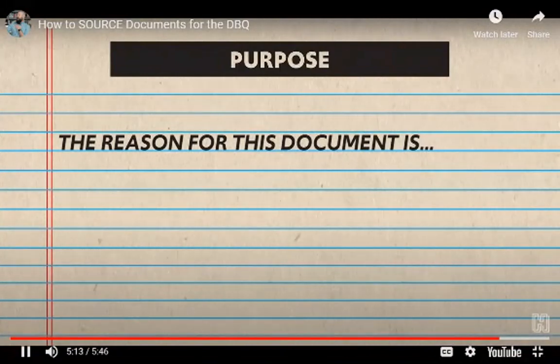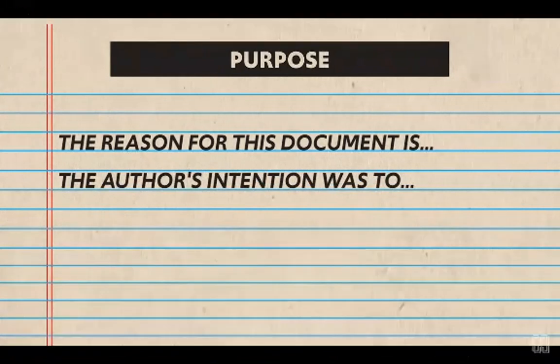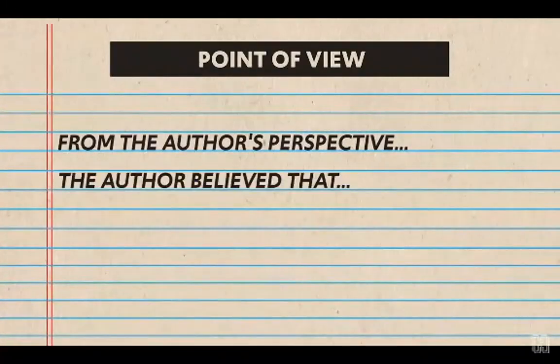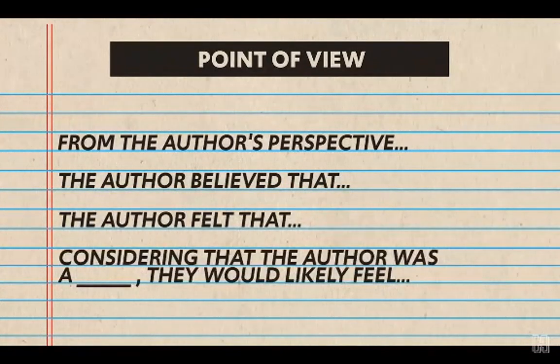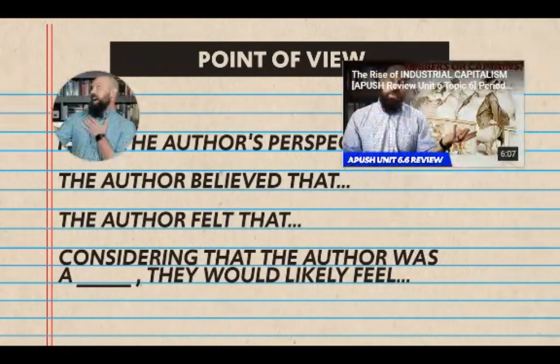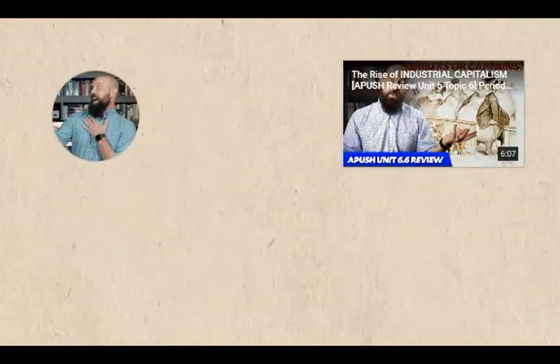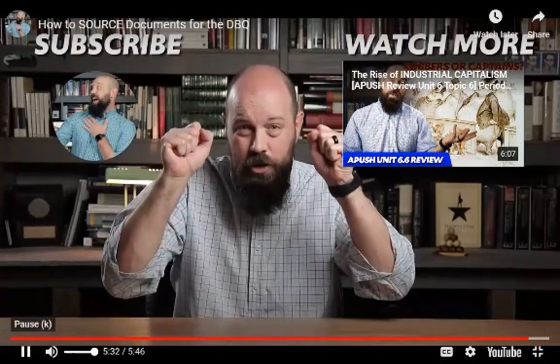For this document is, or the author's intention was to, etc. Or if you're sourcing for point of view, you can say from the author's perspective, or the author believed that, or the author felt that, or considering that the author was a blank, they would likely feel blank, etc. Now, I think those are magnificent, and if you're struggling with sourcing, those are some very concrete things that you can grab onto and use.